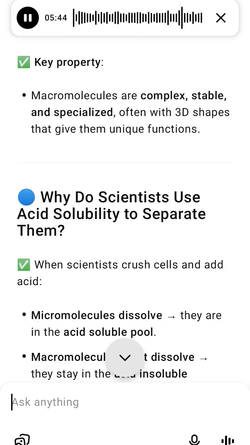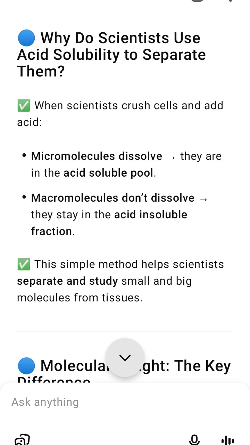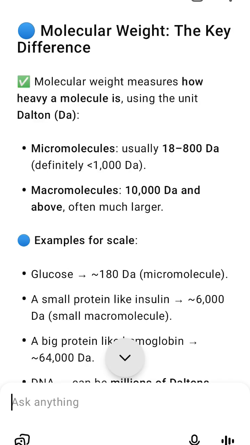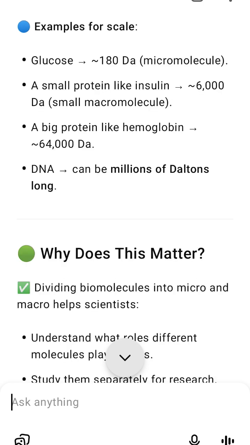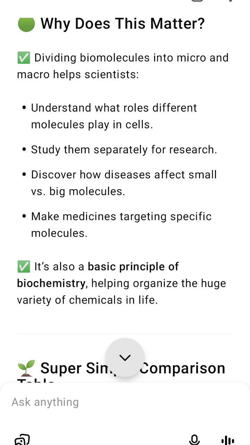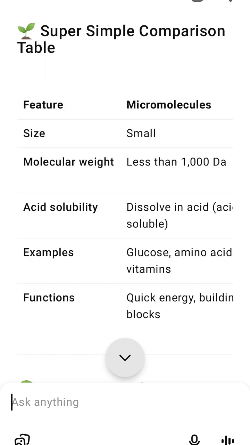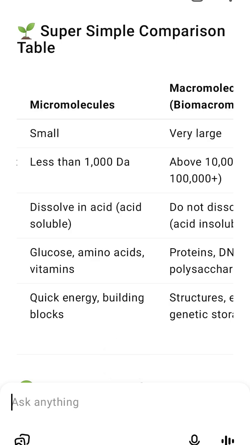Polysaccharides store fuel, starch, glycogen, and build strong structures, cellulose in plant cell walls. Lipids build cell membranes, store long-term energy, and send signals between cells, hormones. Key property: macromolecules are complex, stable and specialized, often with 3D shapes that give them unique functions. Why do scientists use acid solubility to separate them? When scientists crush cells and add acid, micromolecules dissolve. They are in the acid-soluble pool. Macromolecules don't dissolve.